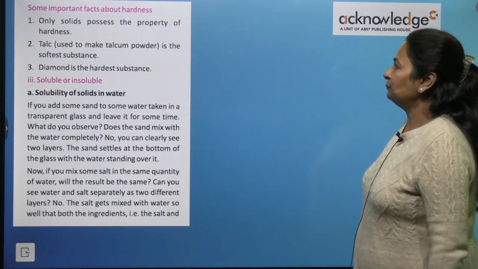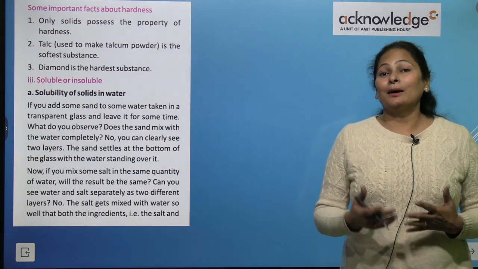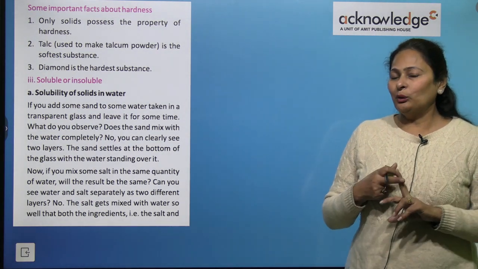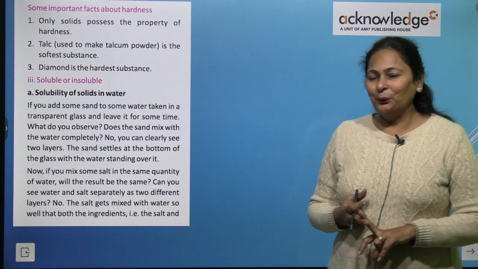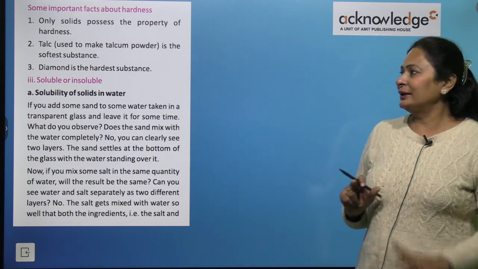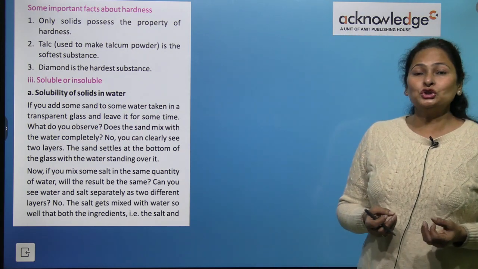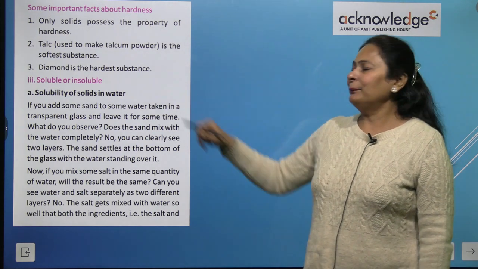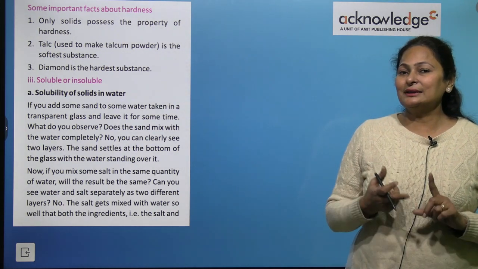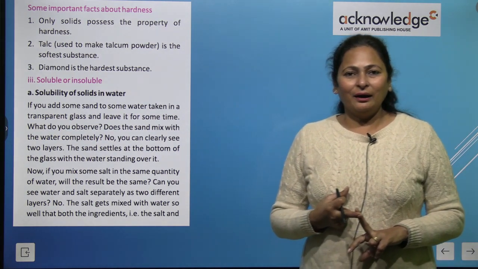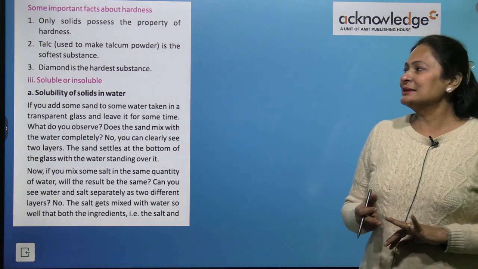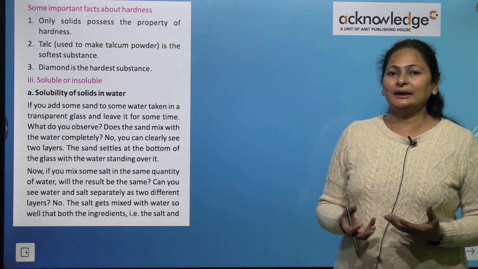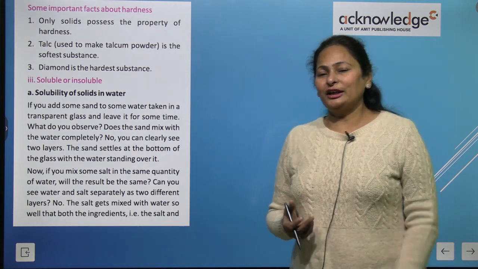Now let's move to some important facts about hardness. Only solid possesses the property of hardness, right? Would liquid and gases have hardness? No, only solid things have hardness, right? Now, talc, which is used to make the talcum powder, is the softest substance, right? Diamond is the hardest substance, but it is not a metal. Diamond is not a metal, but it is the hardest substance, and the talcum powder is being made with the talc, right? It is the softest substance.